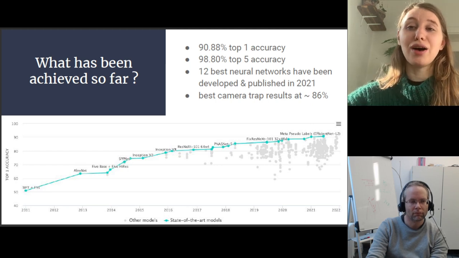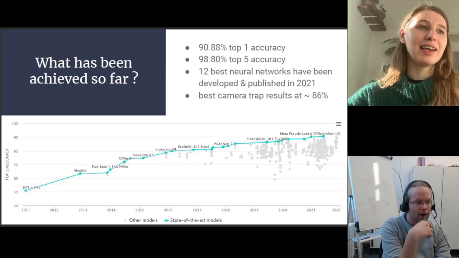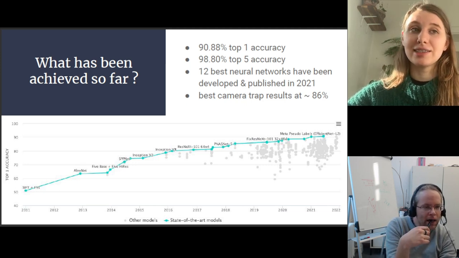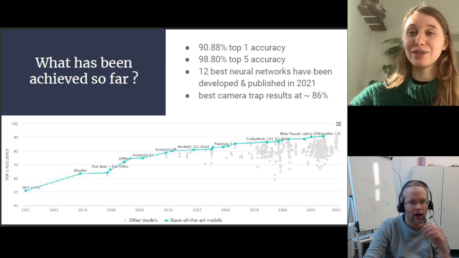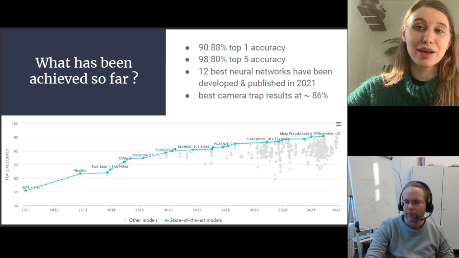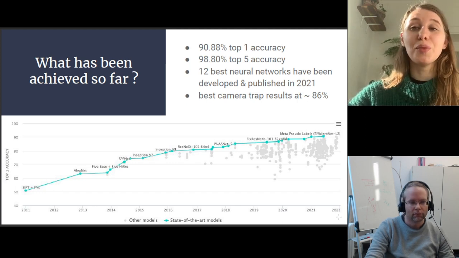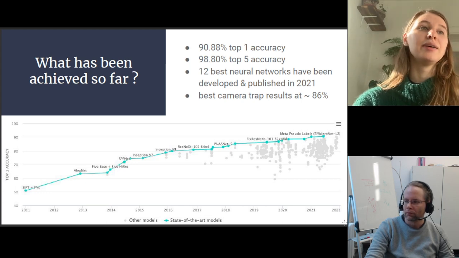Just to show you how strongly networks are developing, even in the last years, the 12 best neural networks have just been released in the last year. So even, as I said, 2 years ago, these networks, you pretty much don't use them much anymore because there are so many new ones that we can implement that just have better performance.